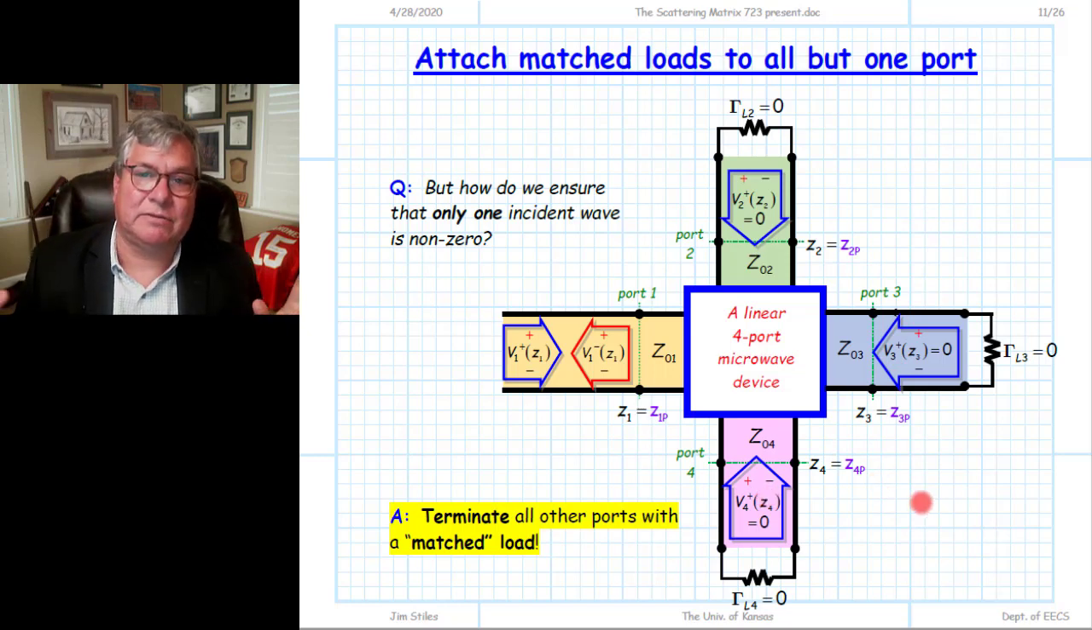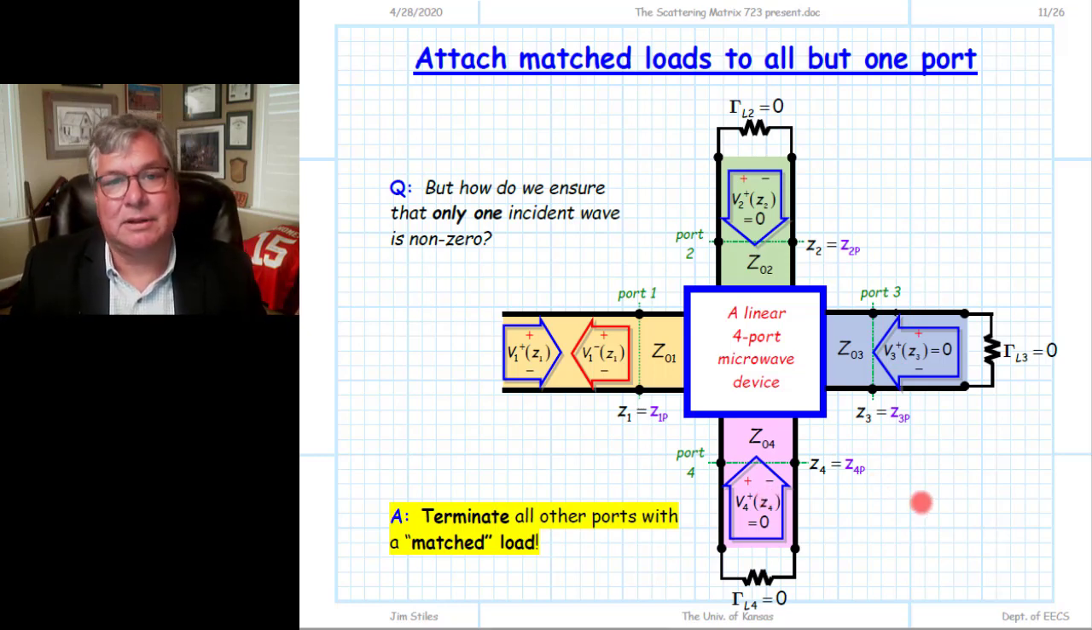So again, we have this commonality between our other matrices for describing a multi-port device. For the impedance matrix, we put open circuits on all but one port. For the admittance matrix, we put short circuits on all but one port. And for the scattering matrix, we are going to put matched loads at all but one port.